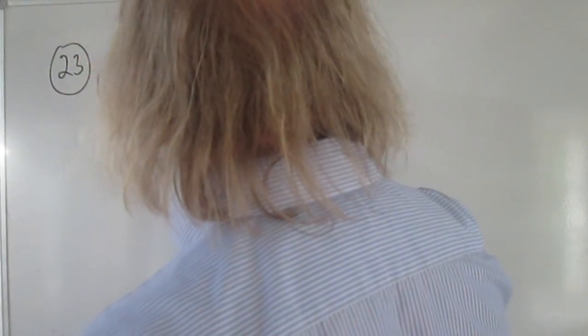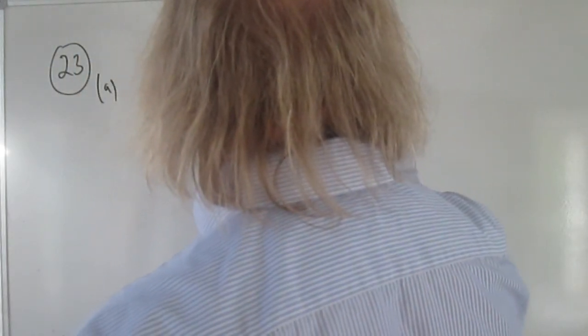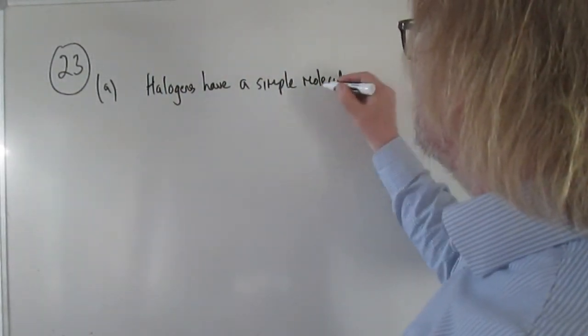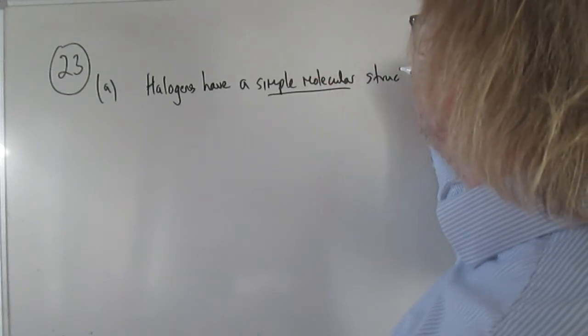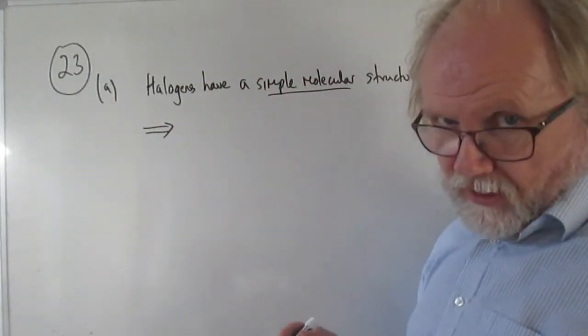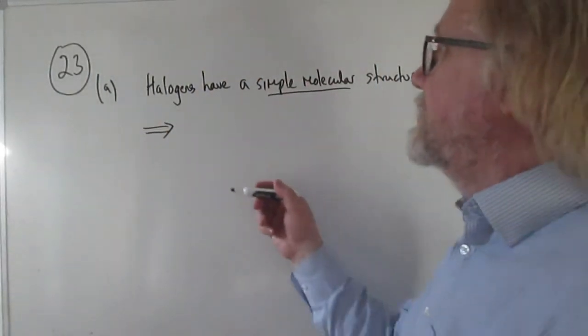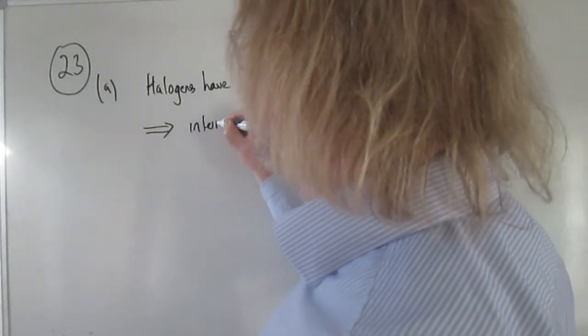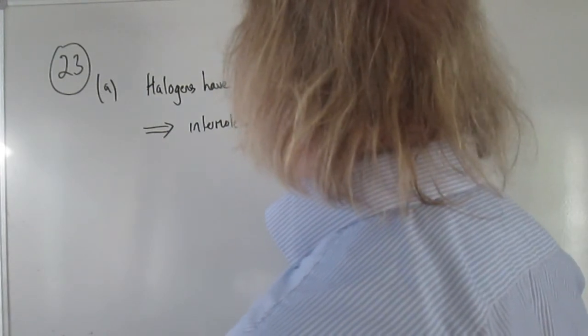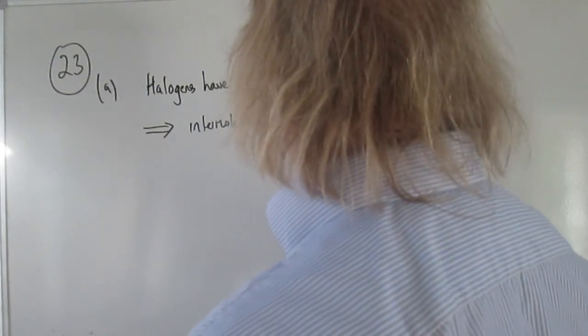So you need to say that halogens have a simple molecular structure, because remember they all exist just as diatomic molecules, F2, Cl2, Br2, etc. So simple molecular structure, and the importance of that is that when they boil, you don't have to break the covalent bonds, they remain intact. So the intermolecular forces break when they boil.